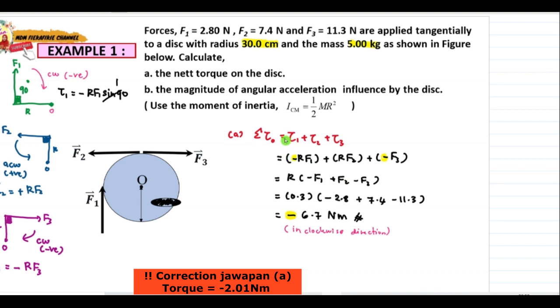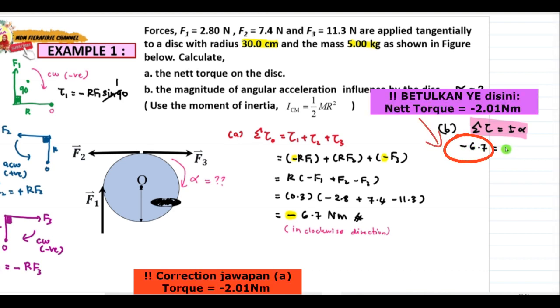And then for B, calculate the magnitude of angular acceleration influenced by the disc. So we want to find the value of alpha. Since the disc will rotate in clockwise direction, but what is the value? So for question B, total torque is equal to I alpha. Since we already have the total torque of the disc, we can put in the value, which is negative 6.7, and it's equal to I.